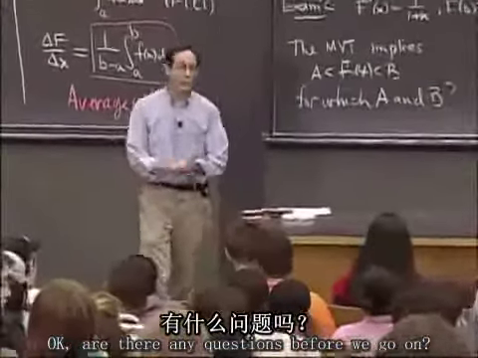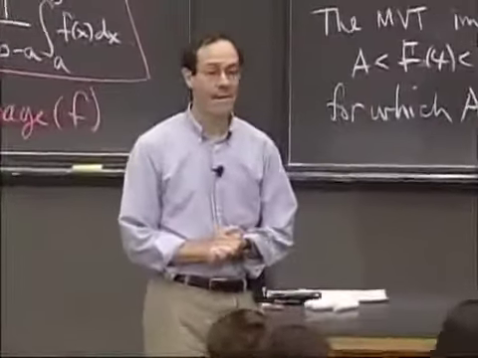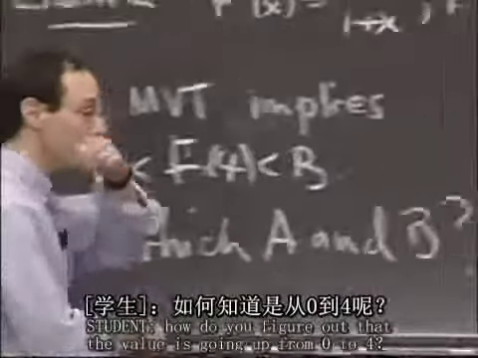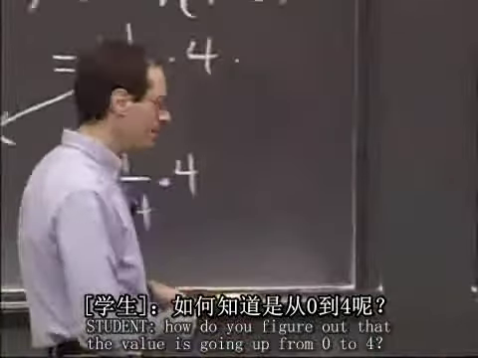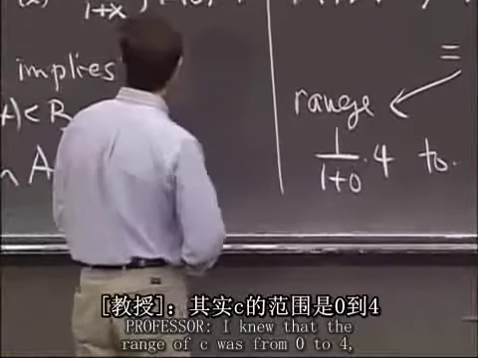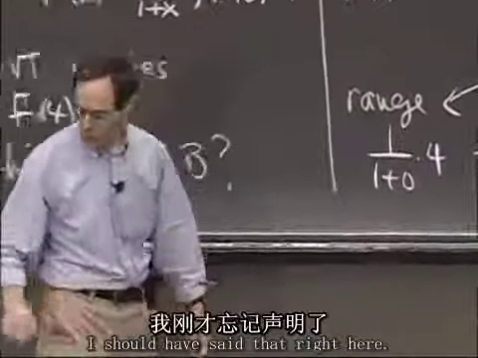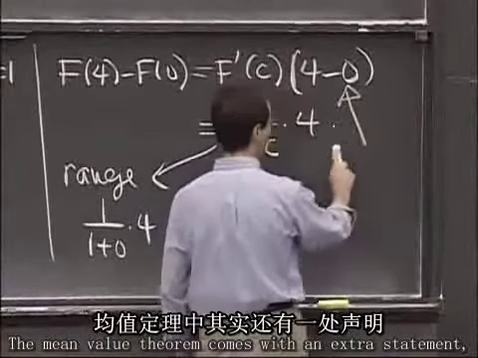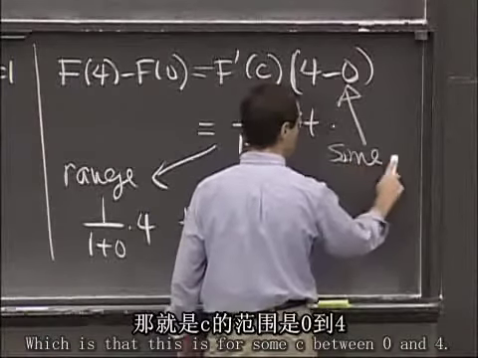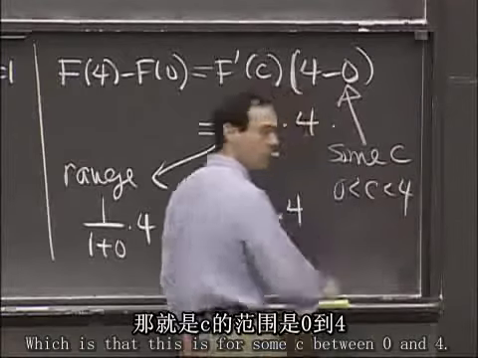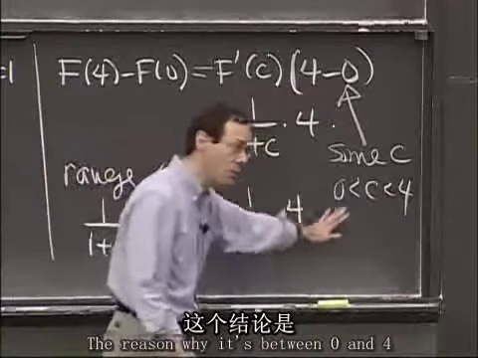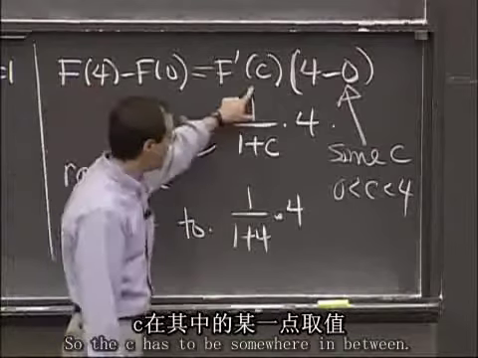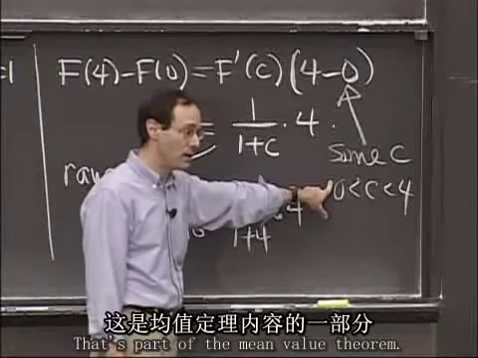Okay, are there any questions before we go on? Yeah? How did you figure out that that was the range from 0 to 4? I knew that the range of C was from 0 to 4. I should have said that right here. This is true for this theorem. The mean value theorem comes with an extra statement, which I missed, which is that this is for some C between 0 and 4. So I know the range is between 0 and 4. The reason why it's between 0 and 4 is that's part of the mean value theorem. We started at 0. We ended at 4. So the C has to be somewhere in between. That's part of the mean value theorem.